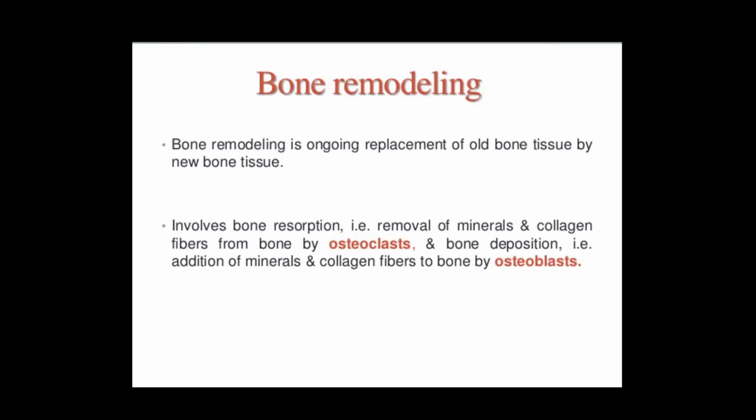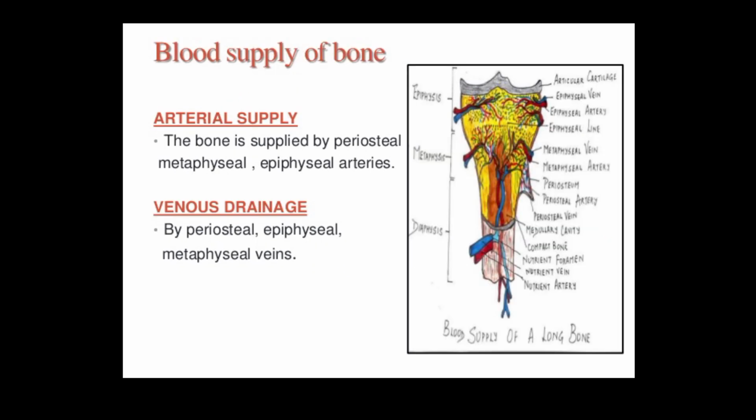We have already seen that. After that, one term to keep in mind is bone remodeling. Bone remodeling is the ongoing replacement of old bone tissue by new bone tissue. It involves resorption, the removal of mineral and collagen fiber from the bone by osteoclasts, and bone deposition, that is, the addition of mineral and collagen fiber to the bone by osteoblasts.